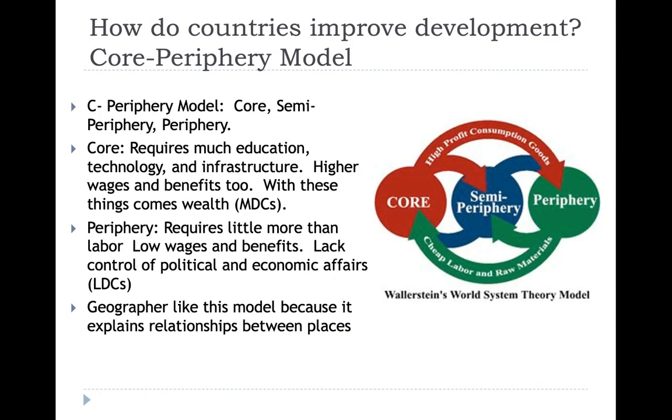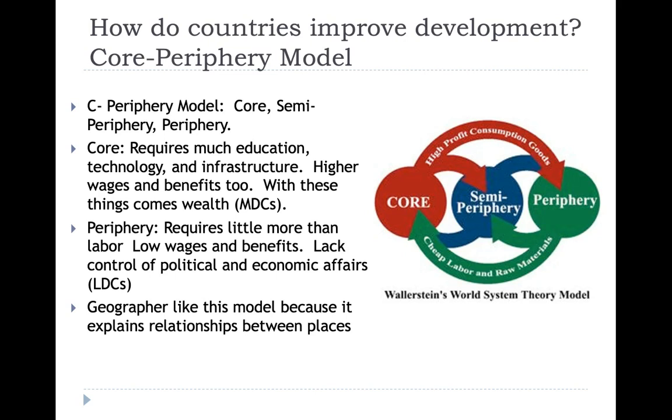Another model to discuss improving development is the core periphery model. This is by a guy by the name of Wallerstein. It's called Wallerstein's world system theory model. It shows the relationship between core, periphery, and semi-periphery countries. Core countries are your more developed countries. These are countries that have education, technology, infrastructure, things like that. Periphery countries are going to be your less developed countries. And semi-periphery countries are your newly industrializing countries.